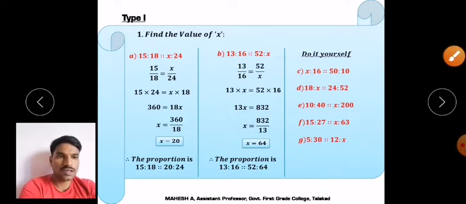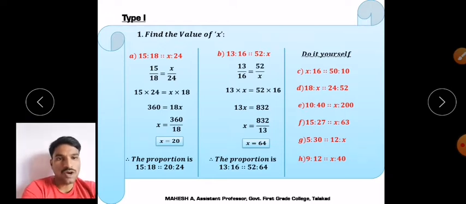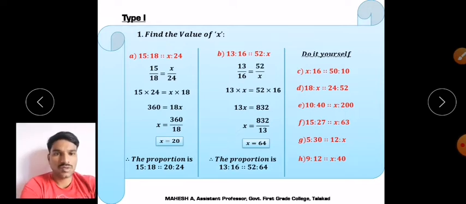You cross multiply it. And the last one, 9 is to 12 is equal to x is to 40. The same way, 9 by 12 and x by 40, then you cross multiply it. You will get the answer of x, and it will be in the form of proportion. This is the type 1 question which will carry the required figure of calculating the value of x in a given proportion.